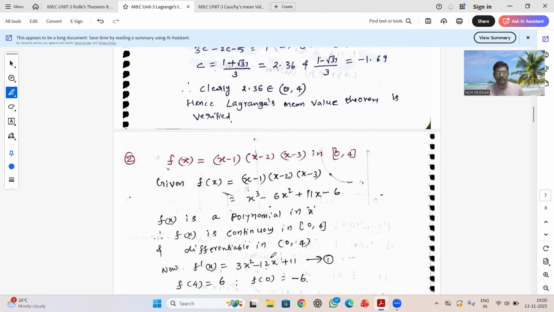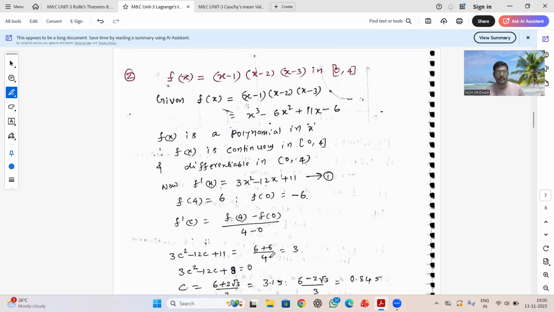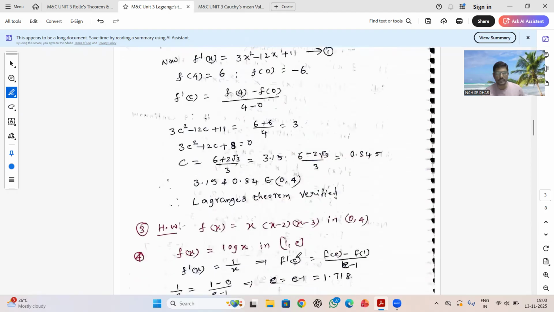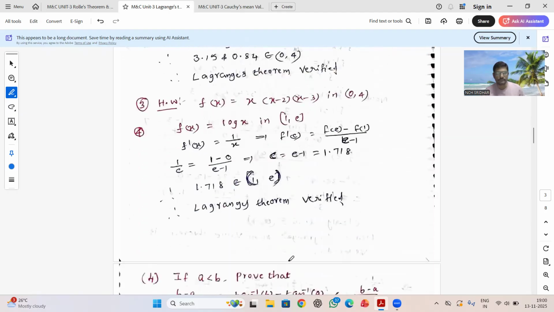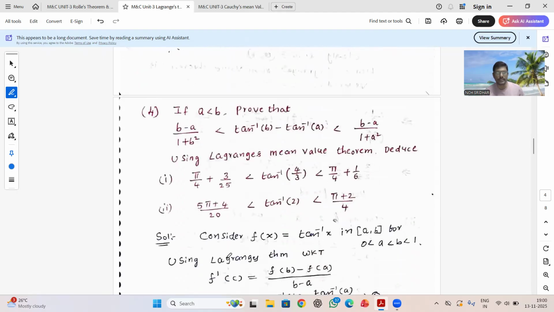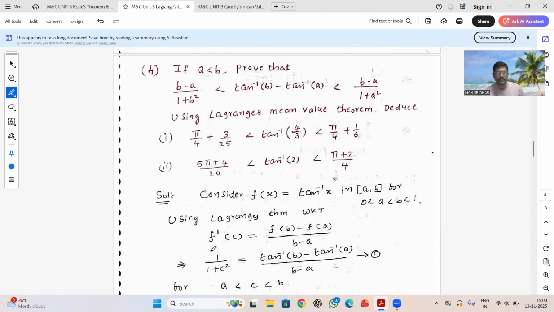Okay. I have given some more problems. Please try these problems. f(x) = x(x − 2)(x − 3) in (0, 4). There are also some inequality problems in Lagrange's mean value theorem. We do these problems by using Lagrange's theorem. So this is the problem given to us.